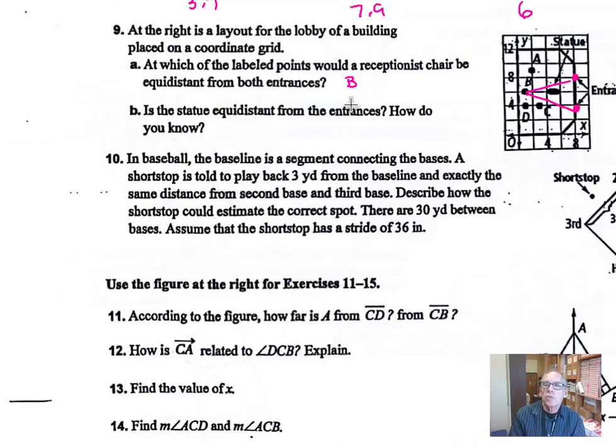Is the statue equidistant from the entrances? Well, let's check and see. Do we get an isosceles triangle if we connect it? Yes, we do. So I think yes, the statue is also equidistant, and it has to do with isosceles triangles. Isosceles legs, congruent. Okay, let's look at number 10.